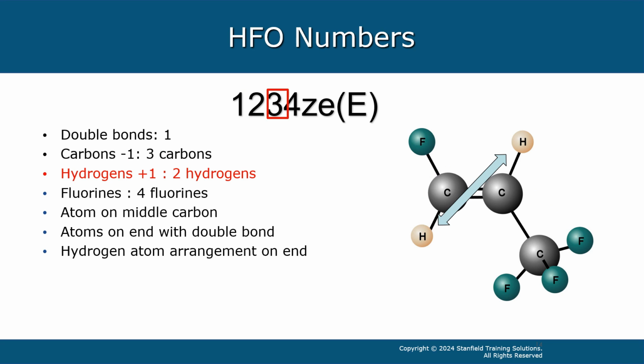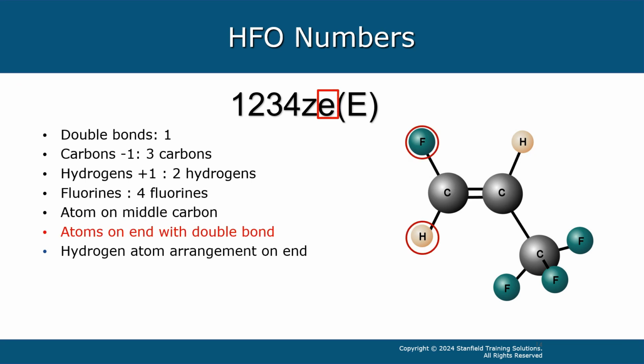The third number indicates the number of hydrogen atoms plus 1. So in our case, we have 2 hydrogen atoms, making the number 3, 2 plus 1. The fourth number indicates the number of fluorine atoms. In our case, that would be 4 fluorine atoms. The letters describe how the molecule is constructed. I will discuss them in detail in subsequent slides. The first lowercase letter designates the atoms connected to the middle carbon.